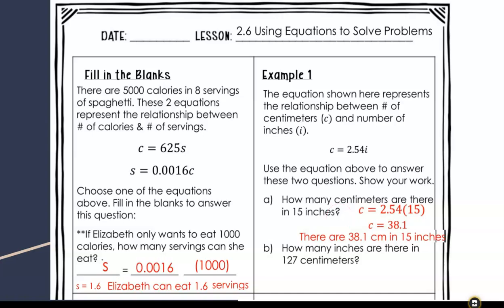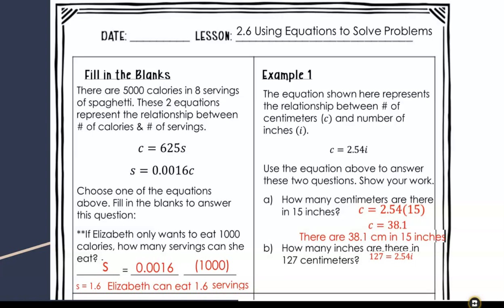Let's look at the next question. How many inches are there in 127 centimeters? Where would I put that 127? Would I put that with the C or with the I? Right, I'm going to put it where the C was because that's the value we know. We know there's 127 centimeters. We don't know how many inches there are for 127 centimeters.